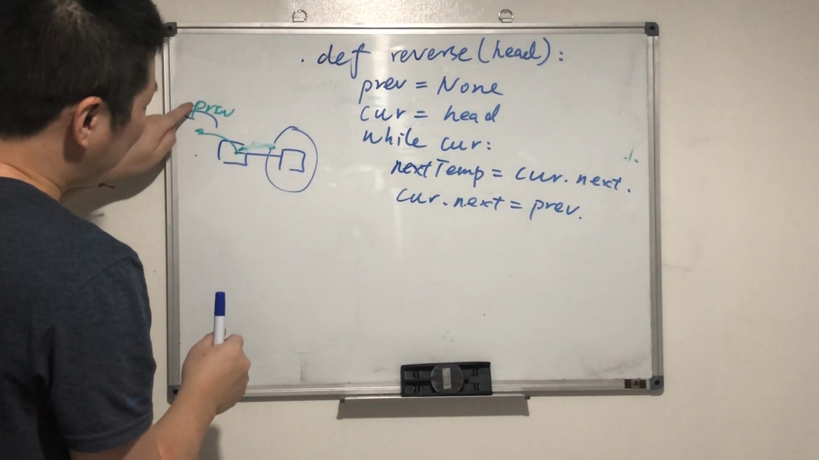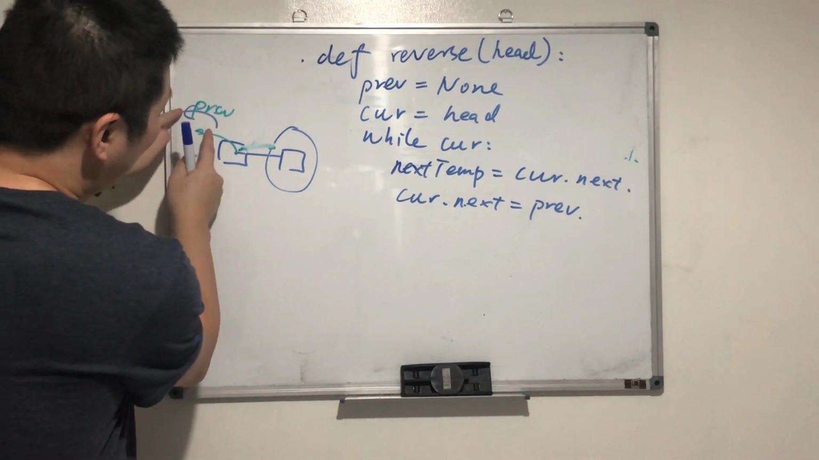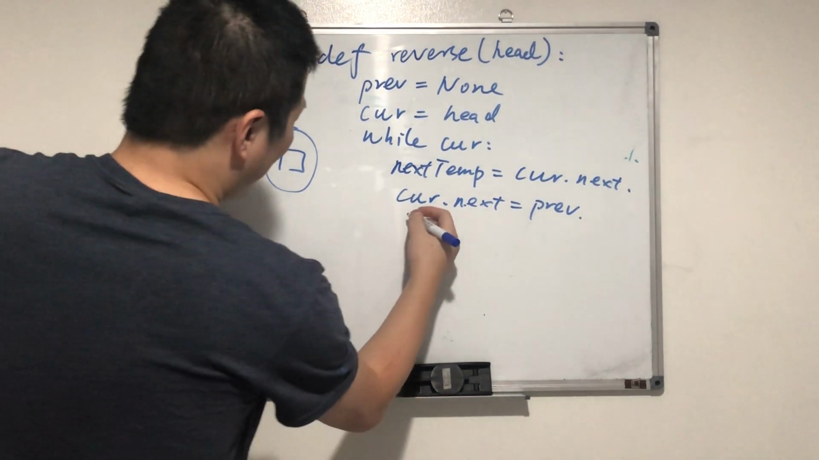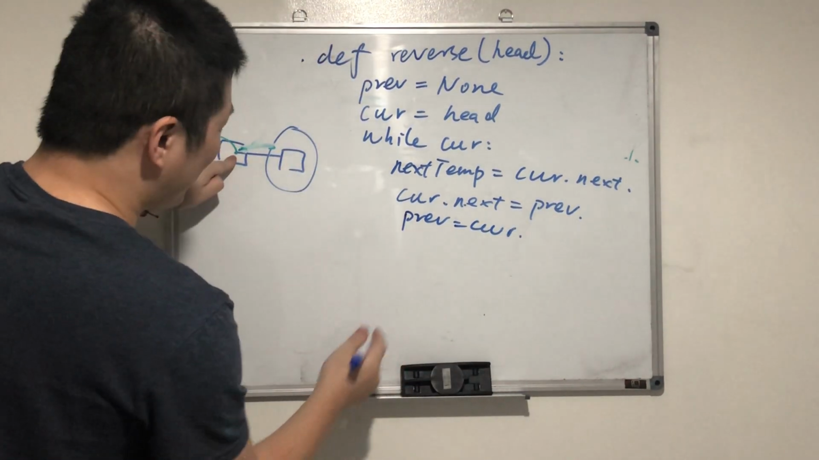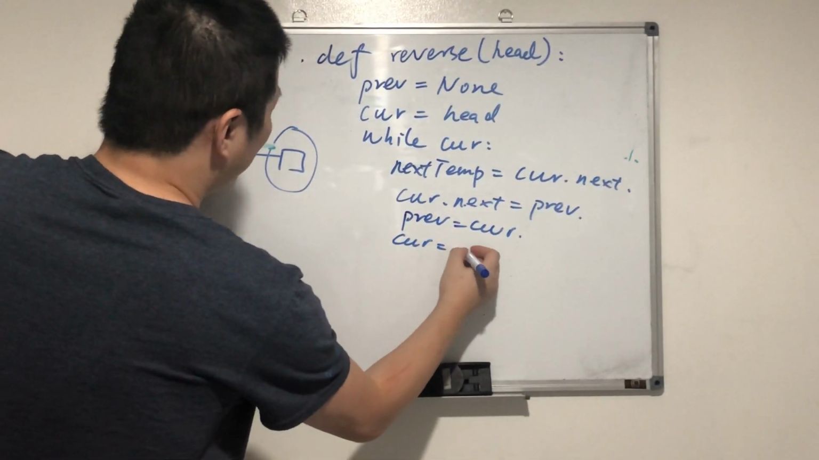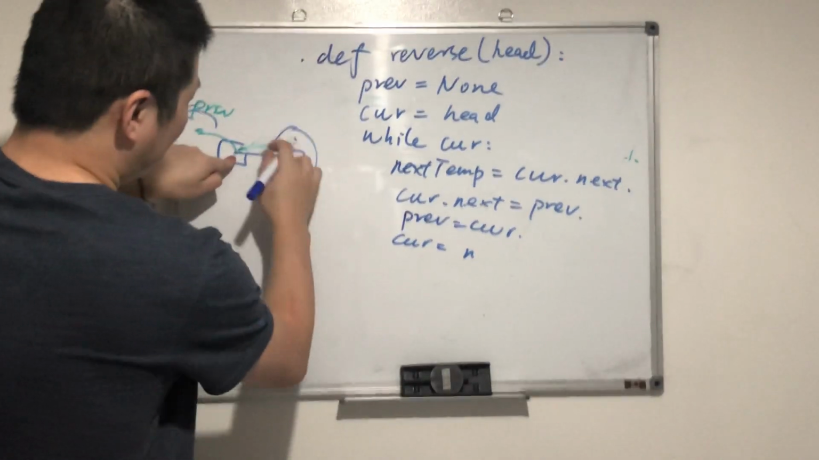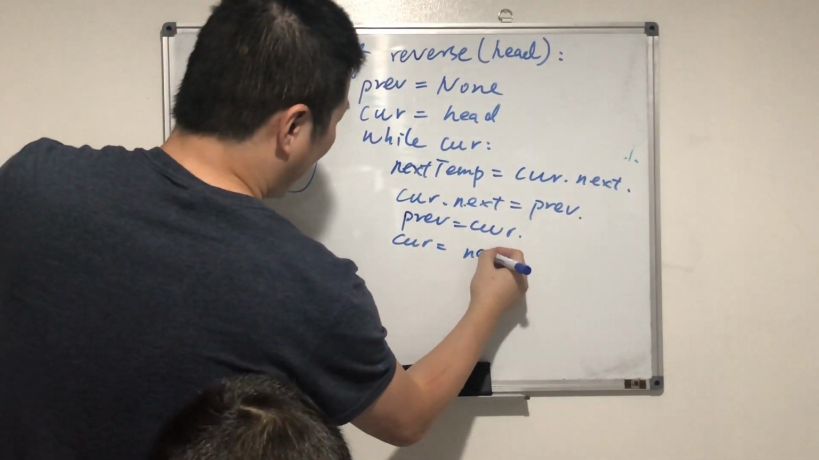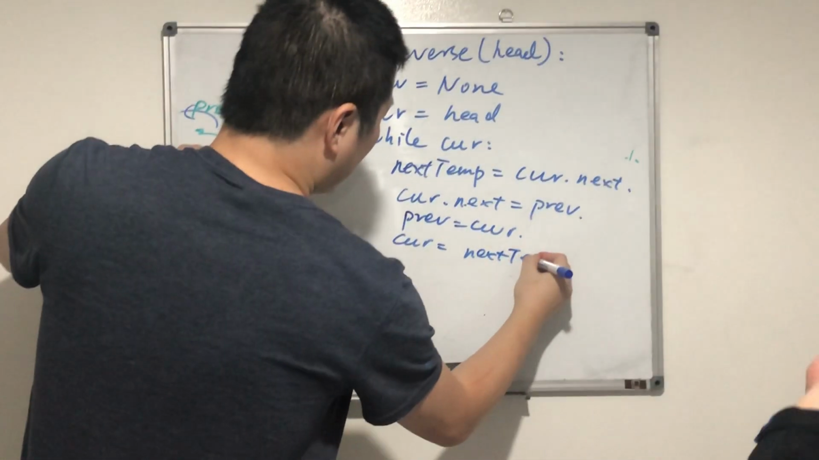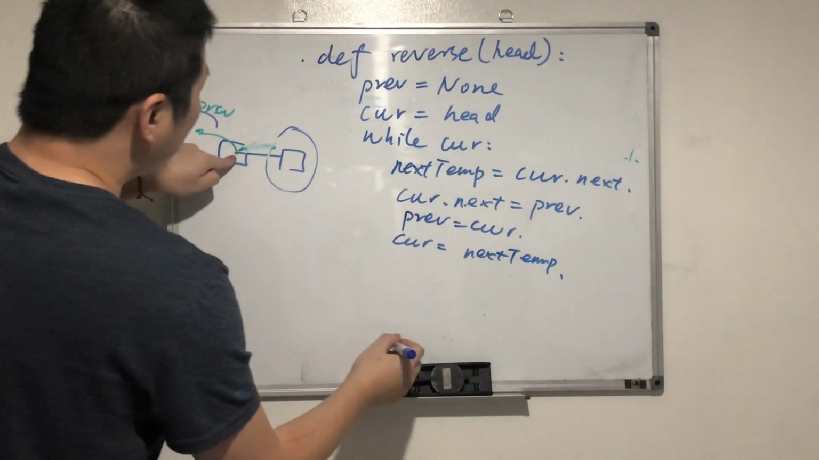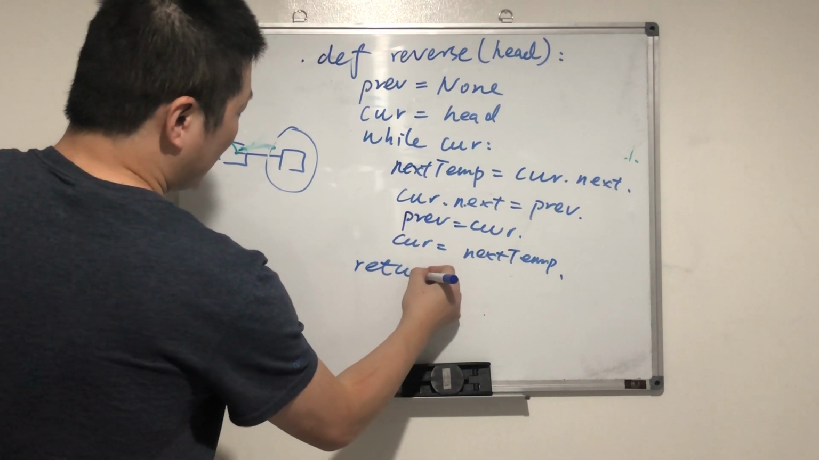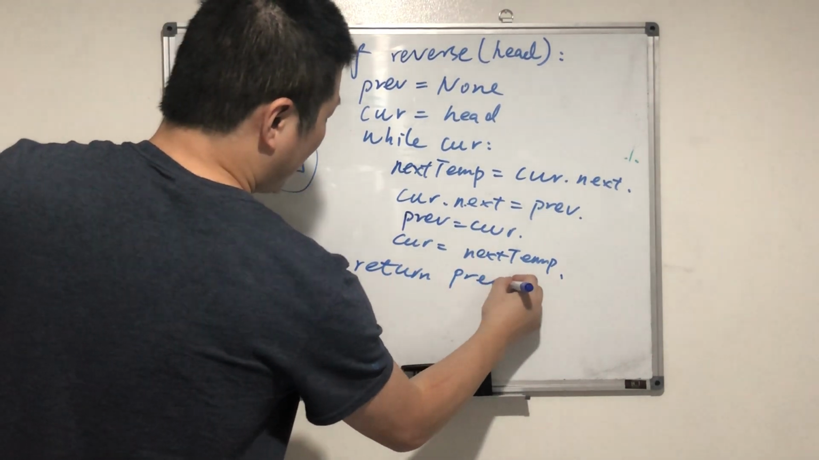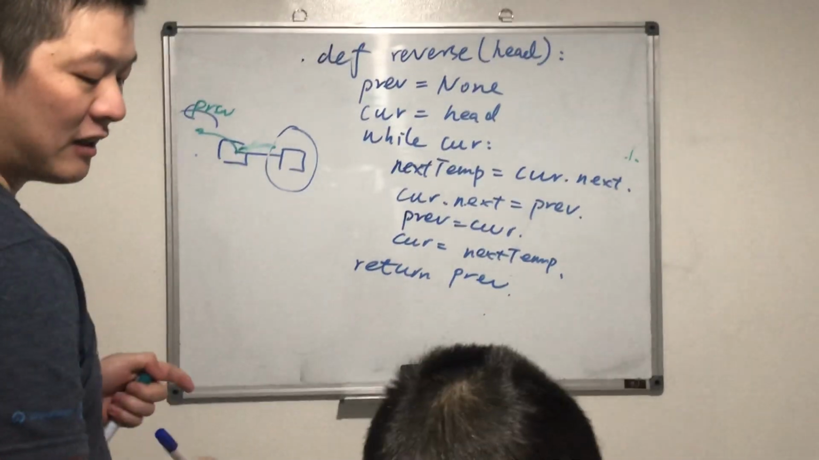So now the previous node, we need to update it. Previous node equals current. And then current will be next temp, because we're saving this. Current will be this one. Return previous, because the last previous node will be the new head. Right? Got it?